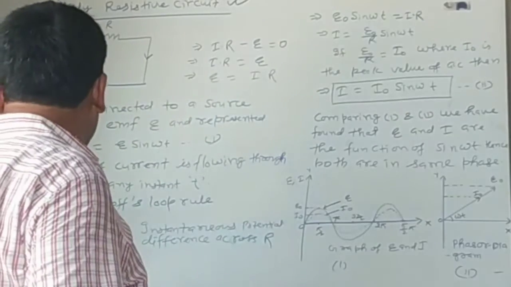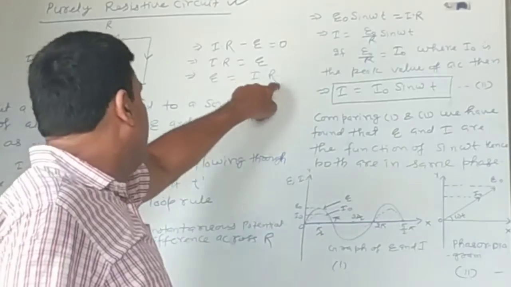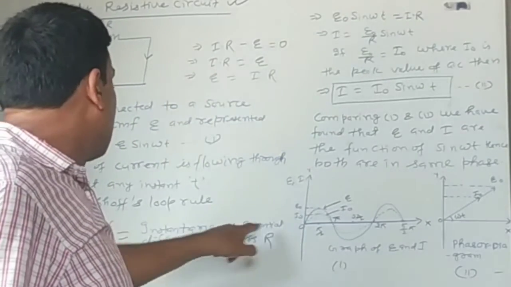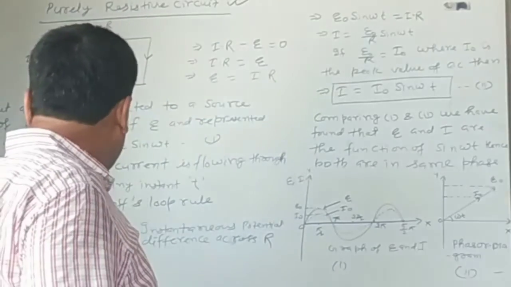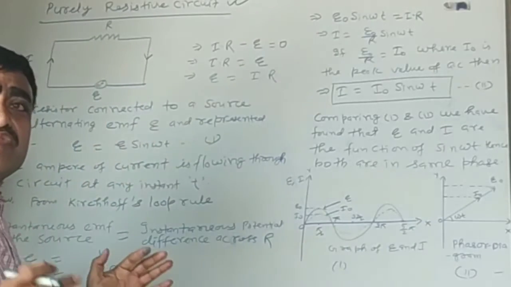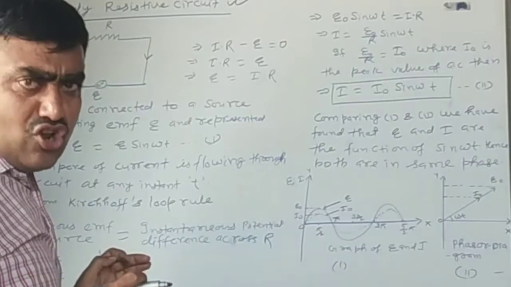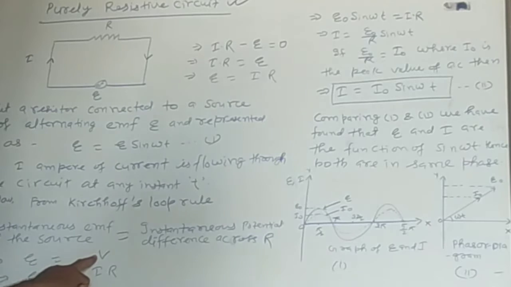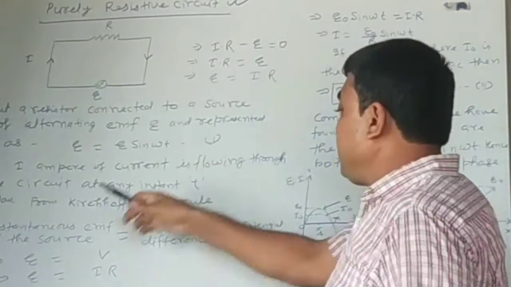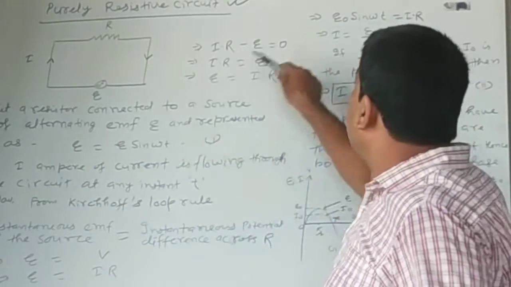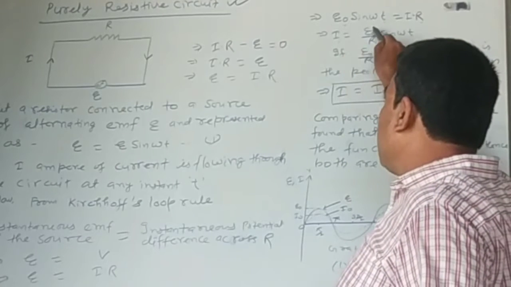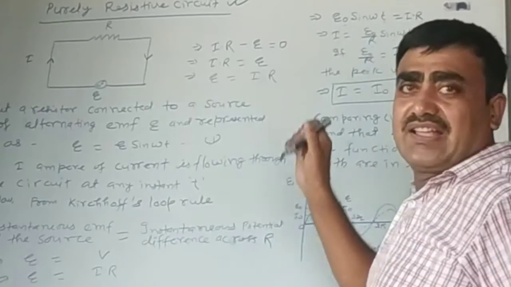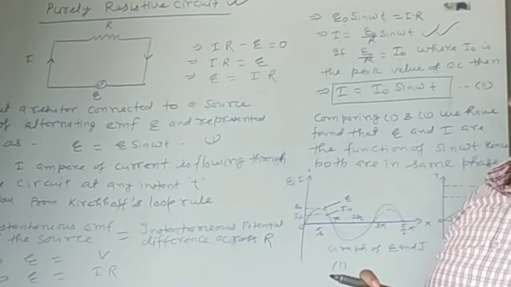E is the instantaneous EMF of the source and I into R is the instantaneous potential difference or drop across resistor R. Using Kirchhoff's voltage law, E is equal to V and E is equal to I into R. But according to equation 1, E naught sin omega t is equal to I into R. Therefore I is equal to E naught by R sin omega t, and V upon R is equal to I.